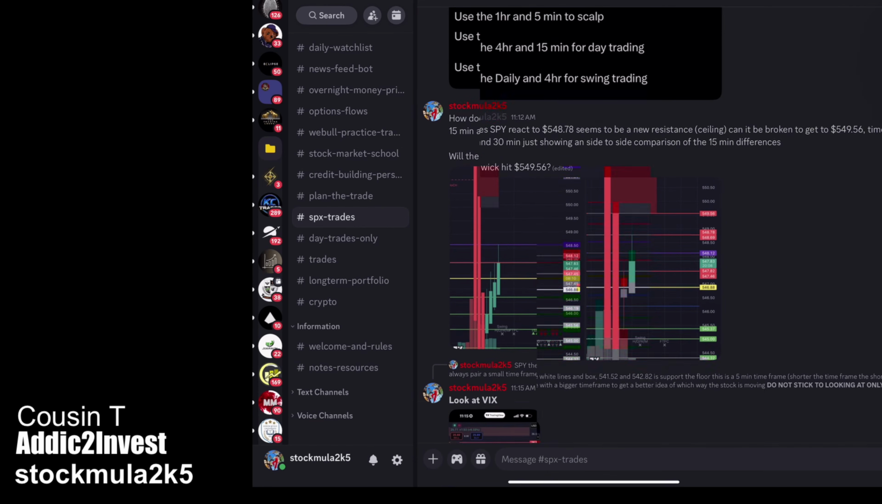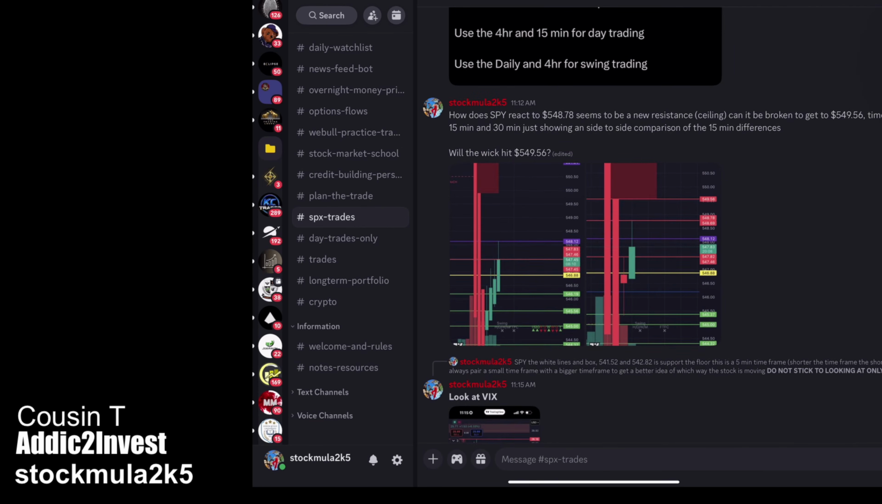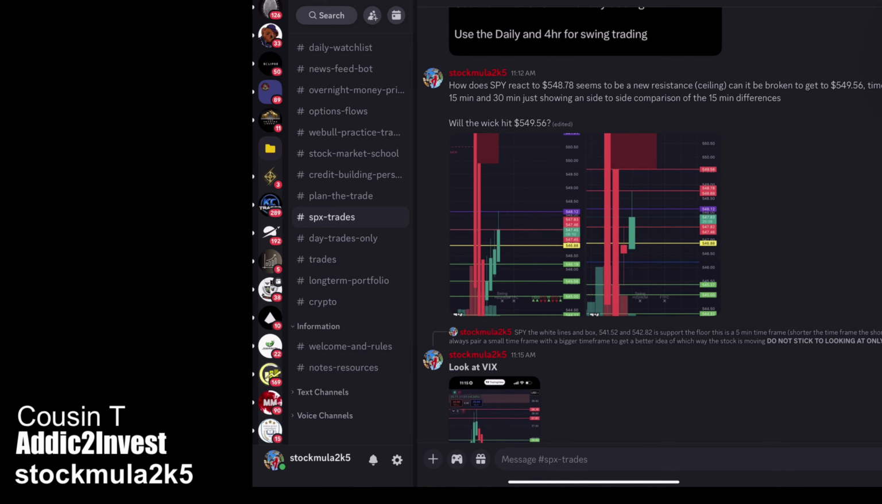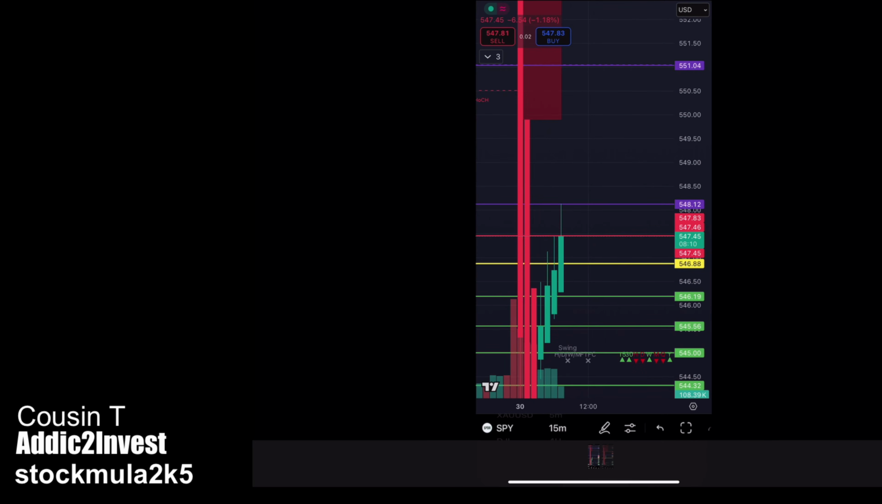So I literally said, how does SPY react to 548.78? Seems to be a new resistance, a ceiling. Can it be broken to get to 549.56? Time frames are 15 minute and 30 minute, just showing you a side-to-side comparison of the difference. So at 548.12, which was around 11:06, literally a couple minutes ago, in a half an hour, we're almost at 11:30.